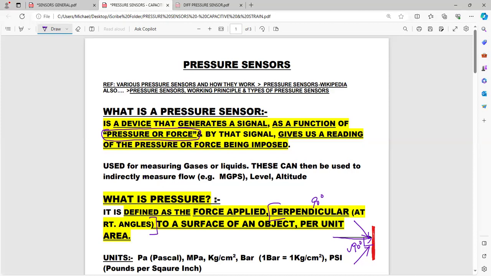We take note of that. So 1 bar or 1 kg per centimeter squared, if you want to change it into MPa, then 10 of that is equal to 1 MPa. 10 bar is equal to 1 MPa, or 10 kg per centimeter squared is equal to 1 MPa. And then you have one more, which is PSI, pound per square inch. This is a very, very small amount of pressure.